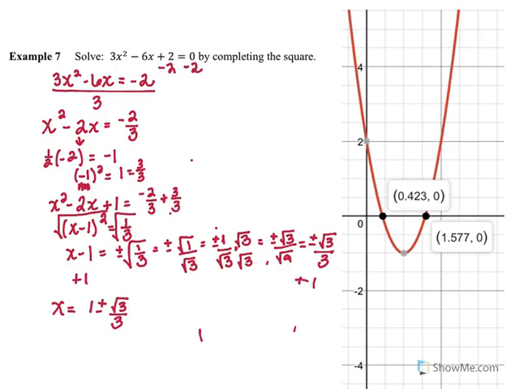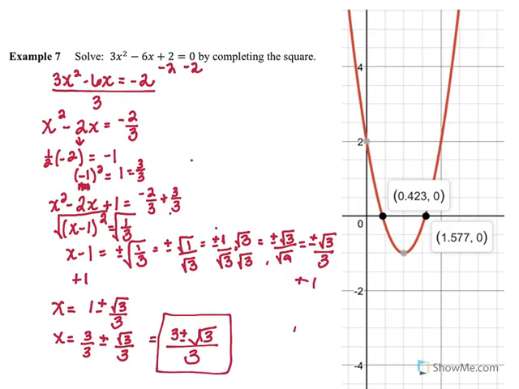Creating a common denominator, this is the same as 3/3 plus or minus the square root of 3 over 3. And combining it into one fraction gives me 3 plus or minus the square root of 3, all over 3. Again, if I were to take my calculator, add and then divide, or subtract and then divide, I would see my approximations are here and here.